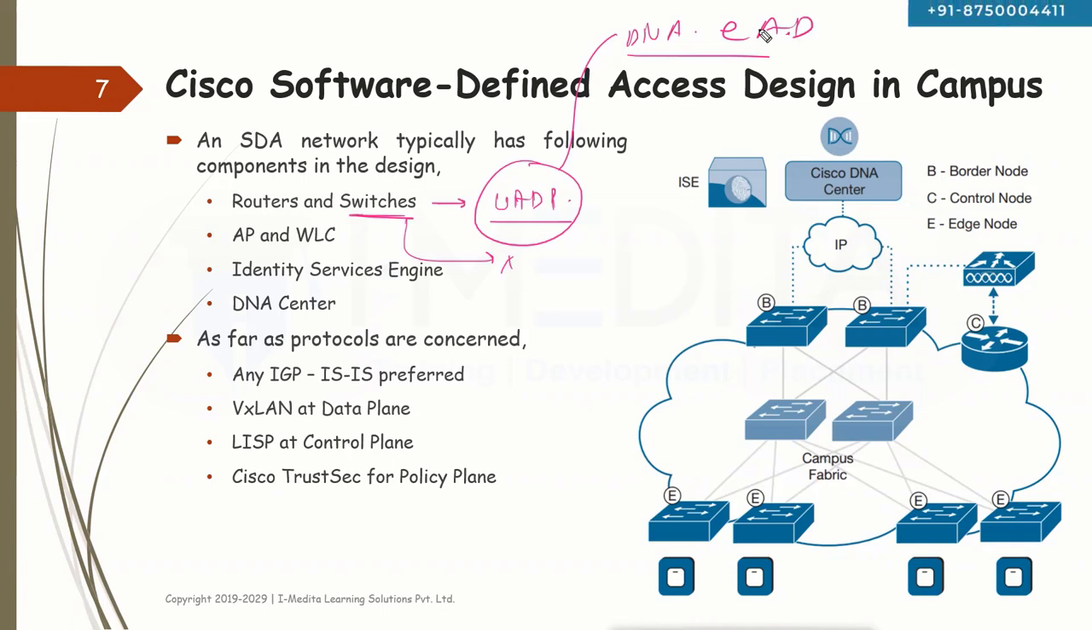Which license is used for the fabric and enterprise network? The features vary based on the type of license that you are going to have. But in a typical environment, the Advantage license is going to be sufficient. DNA Advantage license is going to be very much sufficient for creating the fabric, defining the VNs and everything. Advantage license is enough.